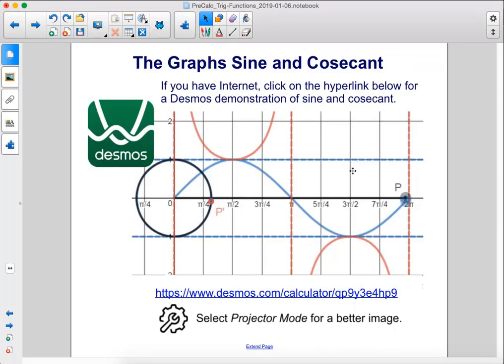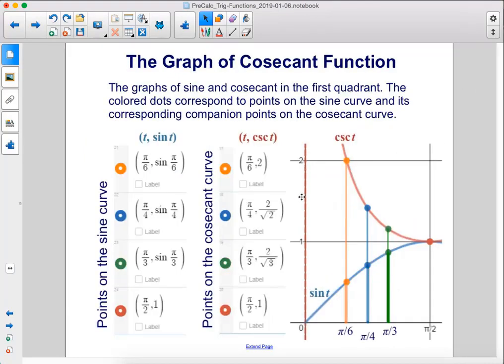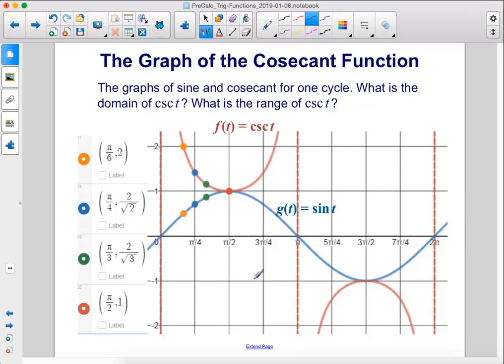If you have internet, click on the hyperlink below for a Desmos demonstration of sine and cosecant. The graphs of sine and cosecant in the first quadrant. The colored dots correspond to points on the sine curve and its corresponding companion points on the cosecant curve. The graphs of sine and cosecant for one cycle. What is the domain of cosecant t? What is the range of cosecant t? Well, the domain is going to be all real numbers except for where these asymptotes are, at 0, pi, 2 pi, and so on. The range is going to be all real numbers from negative infinity up to negative 1, and then from 1 up to positive infinity.